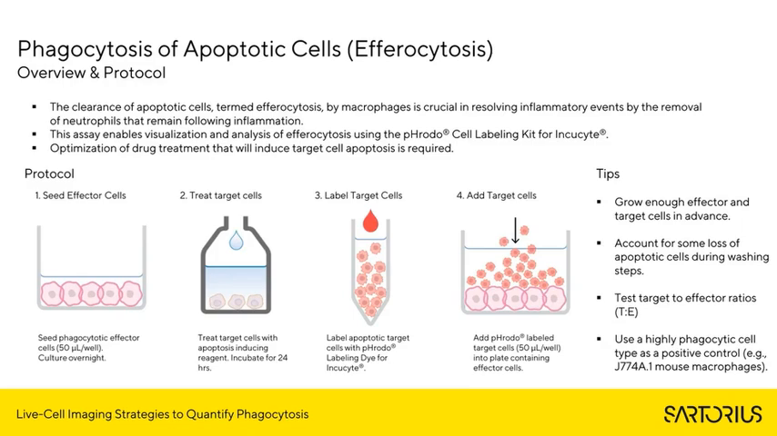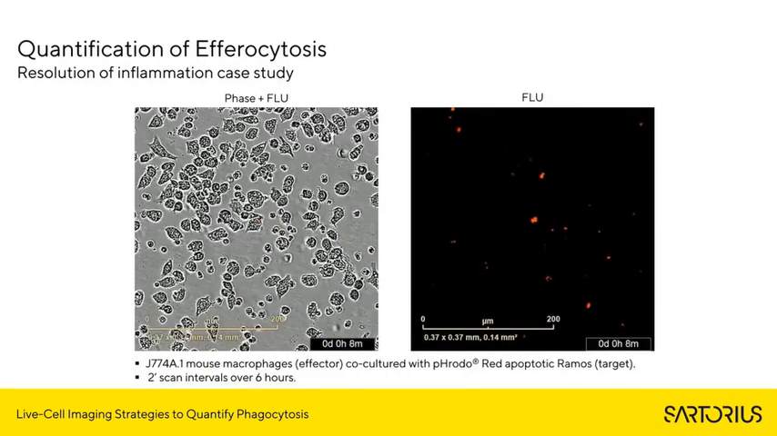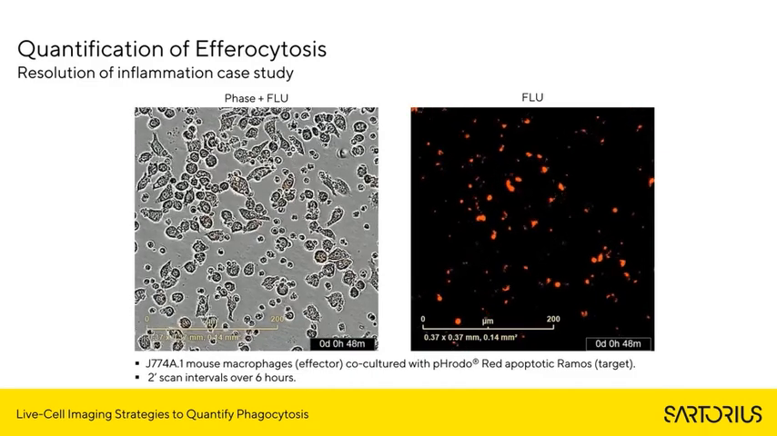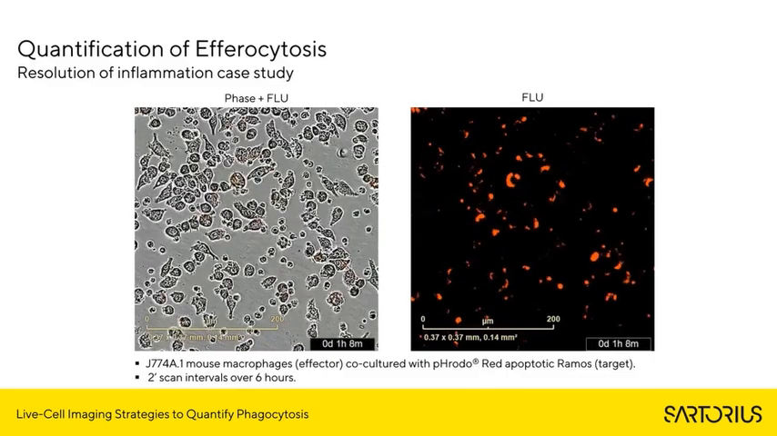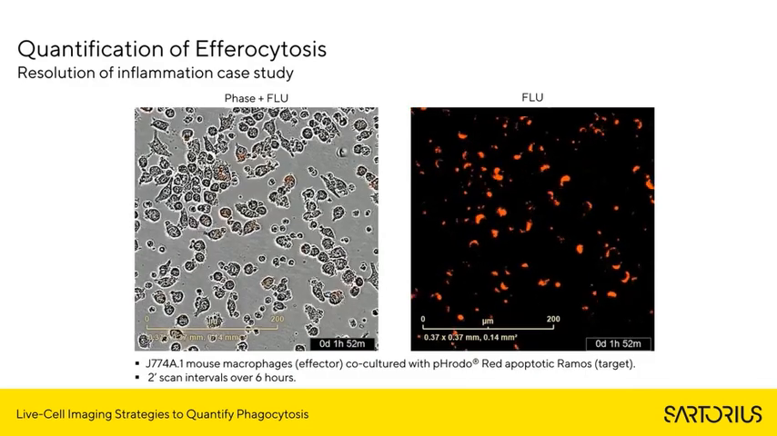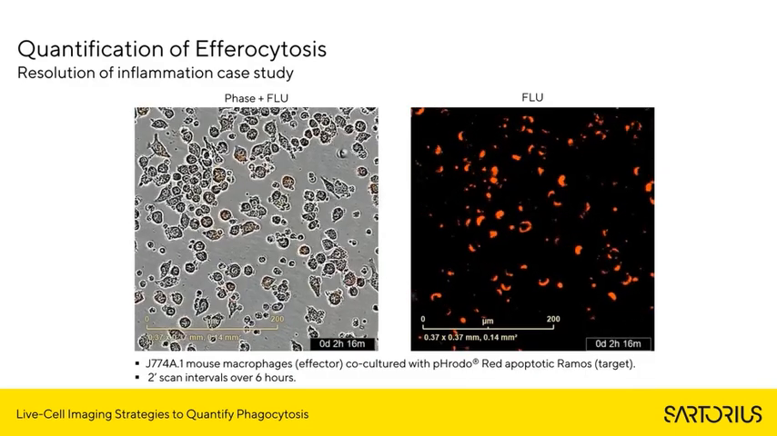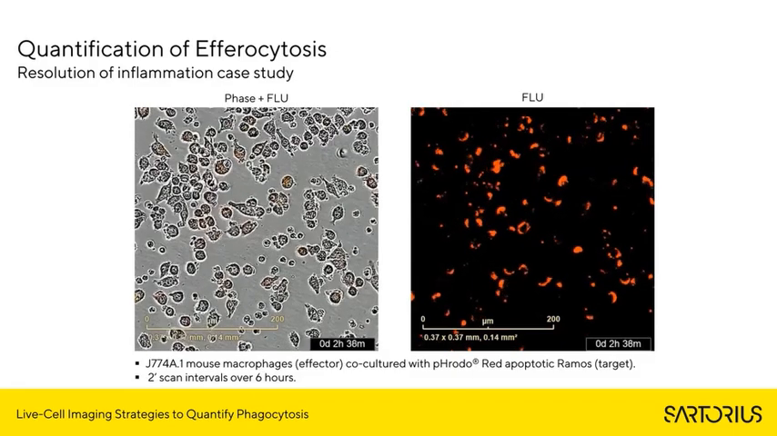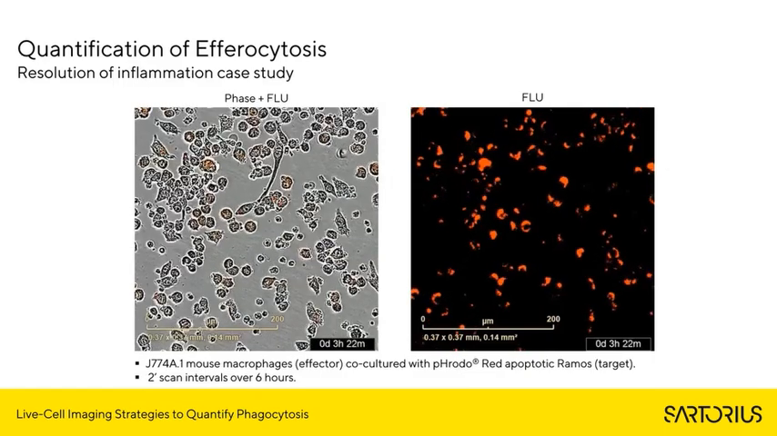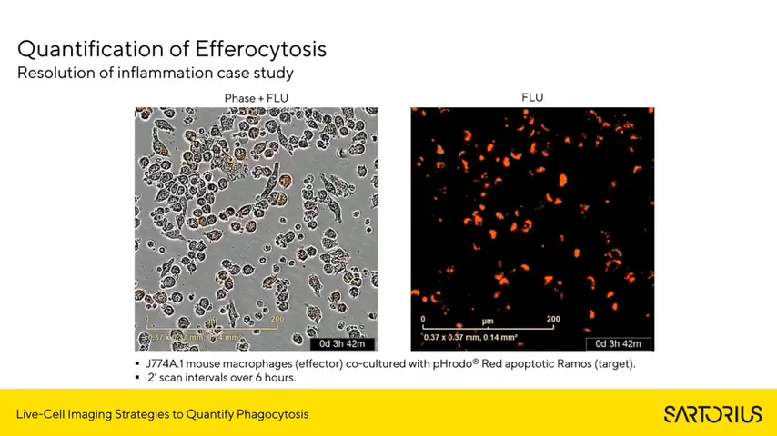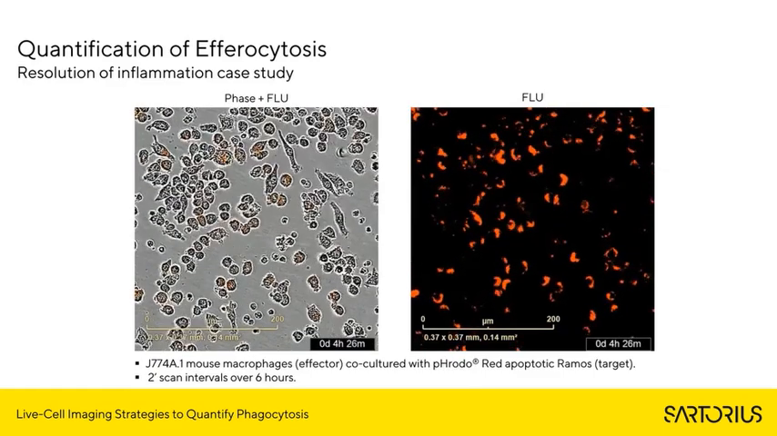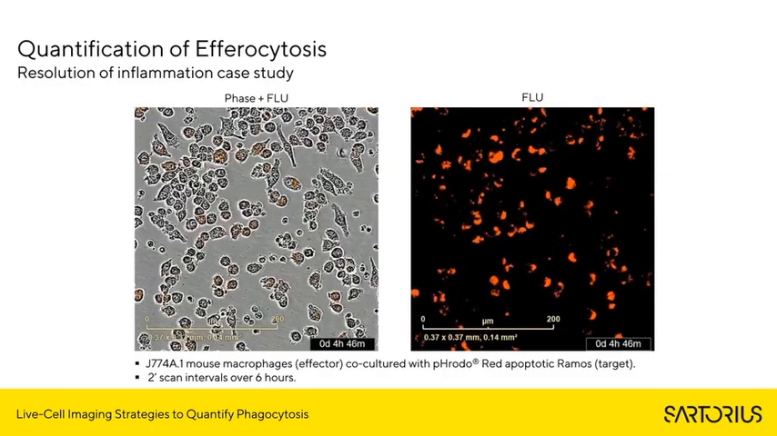So now I'll show some case study data looking at resolution of inflammation. Here we have a high frequency video of phagocytosis that was acquired using the Incucyte live cell analysis system. Mouse macrophages were seeded into an ImageLock plate, co-cultured with Frodo-labelled apoptotic Jurkat cells, and images were taken every 2 minutes. So we can observe the increase in red fluorescence following the engulfment of apoptotic target cells. These videos highlight the morphological and dynamic insights into phagocytosis that we can gain through live cell imaging.